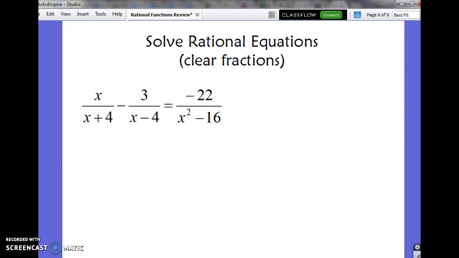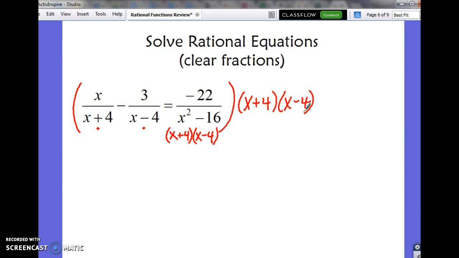On this last rational equation that you're going to need to solve, again, because you don't have just a fraction equal to a fraction, you're going to have to clear the fractions. In this case, you've got one denominator here, one denominator here. Now this third one actually factors into x plus 4 and x minus 4. So really that third denominator is just a combination of the first two. So you're going to multiply everything in the equation by the x plus 4 and the x minus 4.